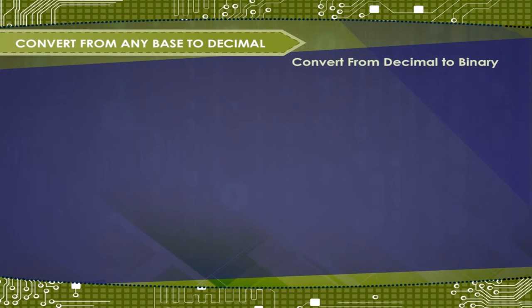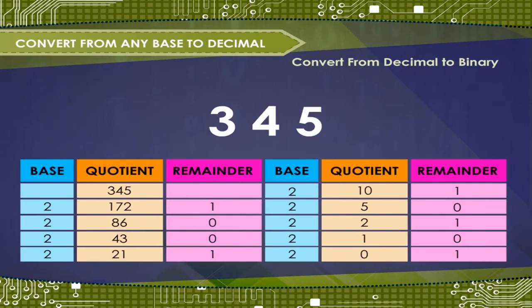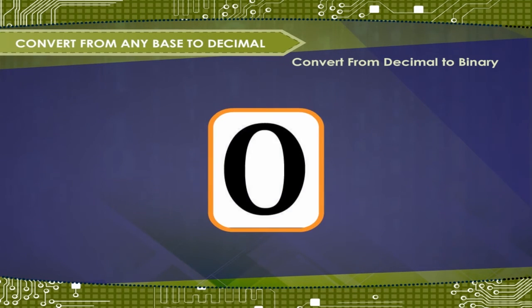Convert from decimal to binary. Now try converting the decimal number 345 to binary notation. Note that the desired base is 2. So, you have to repeatedly divide the given decimal number by 2. Stop when the quotient is 0. Write the remainders in reverse order, as shown before representing the decimal notation.